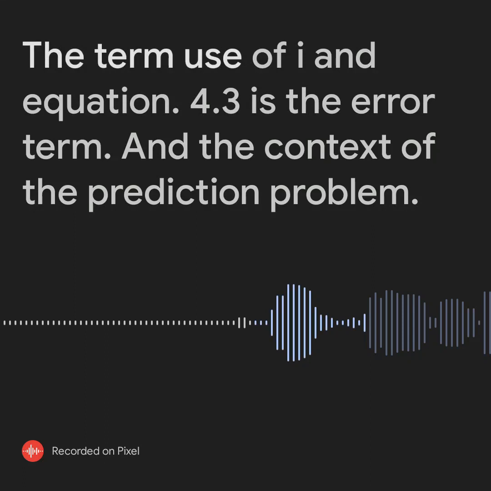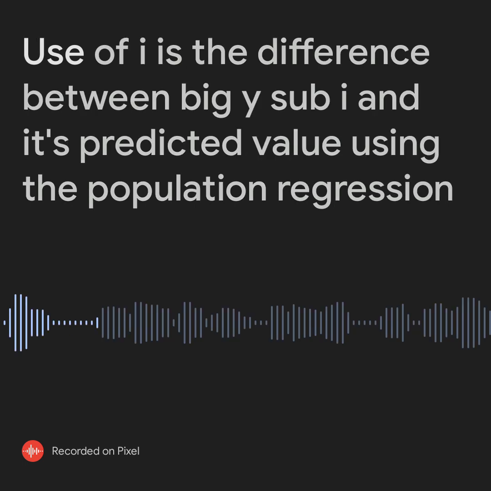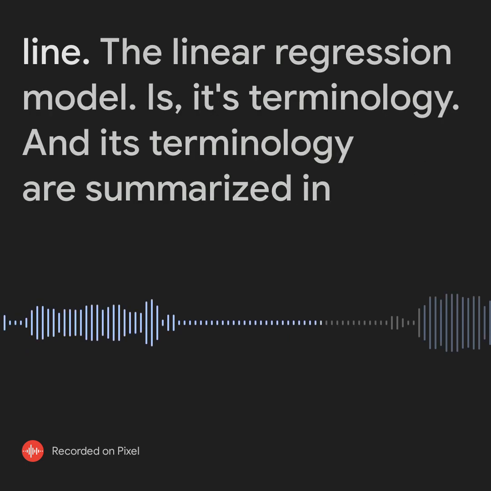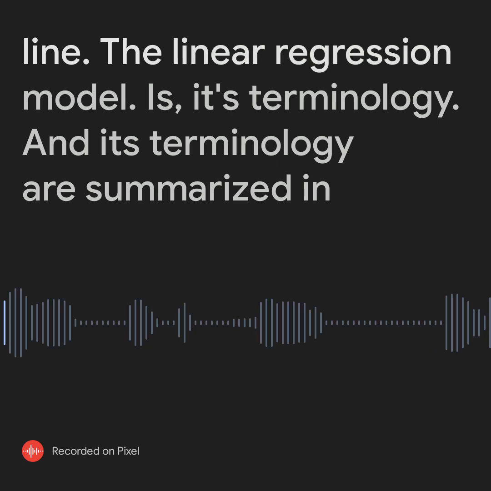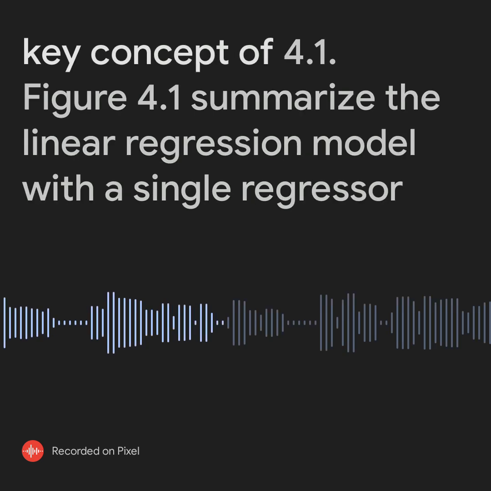The term u sub i in equation 4.3 is the error term. In the context of the prediction problem, u sub i is the difference between big Y sub i and its predicted value using the population regression line. The linear regression model and its terminology are summarized in key concept 4.1.